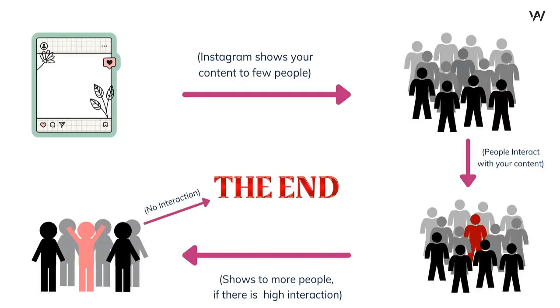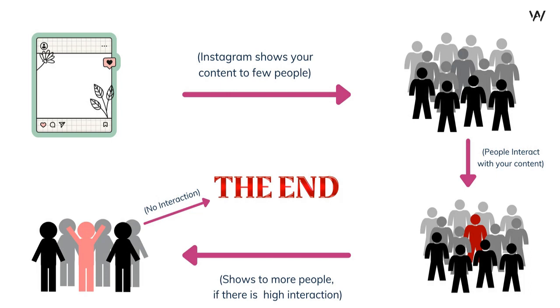So this is how the Instagram algorithm works. As you can see on the screen, let's start from the top left-hand corner. Imagine that I posted a post on Instagram. Now Instagram is going to show my contents to a few people. As I told earlier, Instagram is not going to show your content to all of your followers. First, it is going to show it to only a few people. It can be your followers as well as your non-followers.